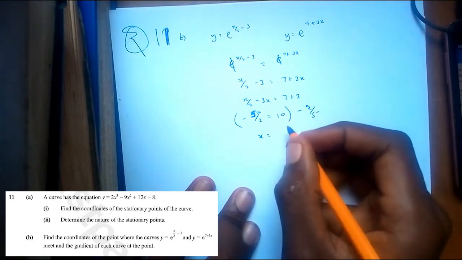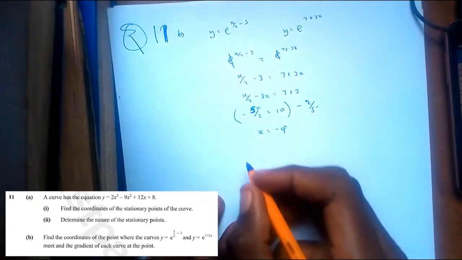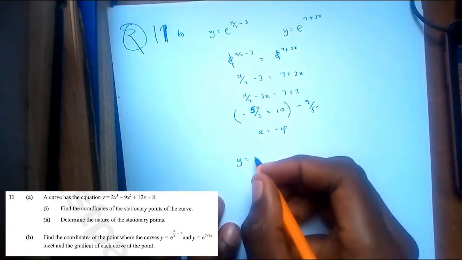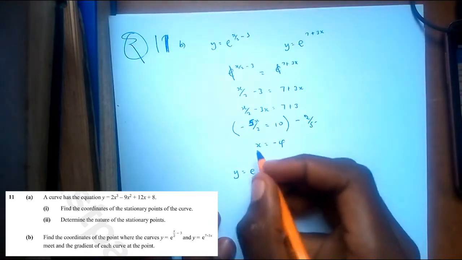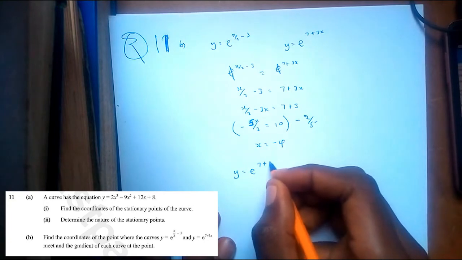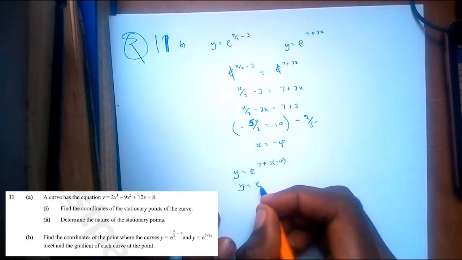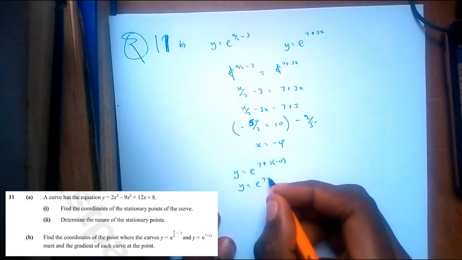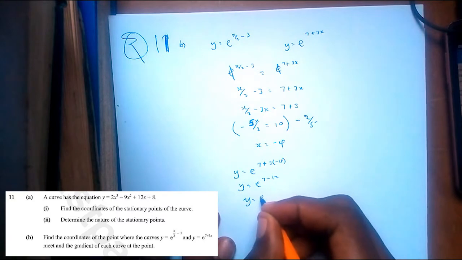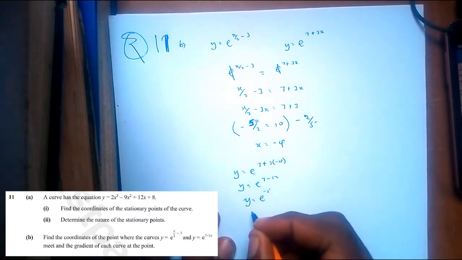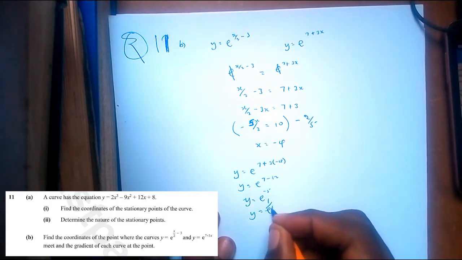2 times negative 2, that will be negative 4. Okay, so we replace in one of these. So y is equal to... I'll replace it in this one. So e to the power 7 plus 3 times negative 4. Y will be equal to e to the power 7 minus 12. So y is equal to e to the power negative 5. Y will be equal to 1 over e to the power 5.